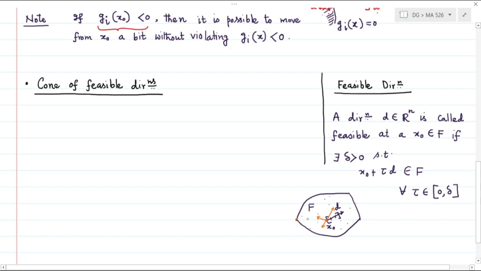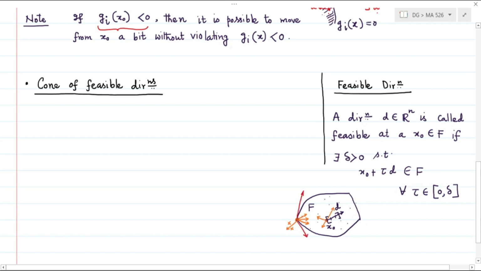And you know that this is a feasible point, this is a feasible direction, this is a feasible direction, this is also a feasible direction. However, this is not a feasible direction. This is not a feasible direction, right? And therefore, at this point x0, the set of all feasible directions are the directions starting from this tangent to the boundary and this tangent to the other boundary.